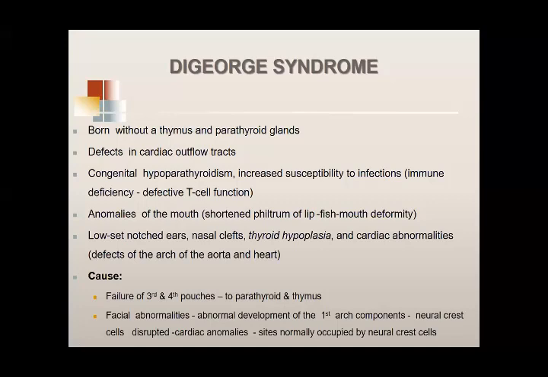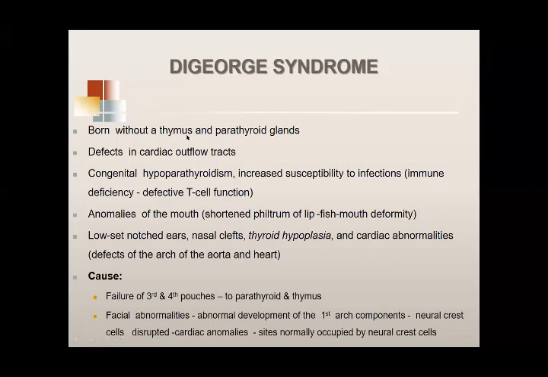With this, the associated problem is cardiac, heart problems. Outflow tracts of the heart do not develop normally. When the parathyroids are not there, there will be hypoparathyroidism. Absence of parathyroid glands leads to hypoparathyroidism. In addition, when the thymus is absent, there are no T lymphocytes. The thymus has T lymphocytes.